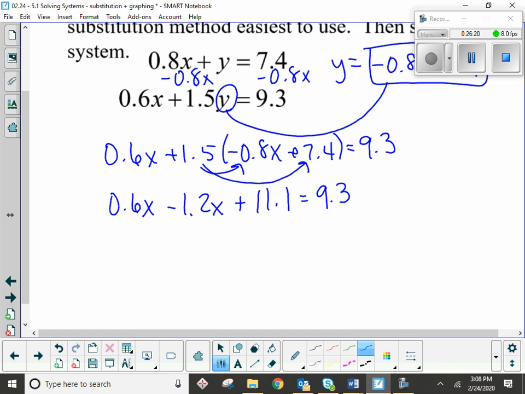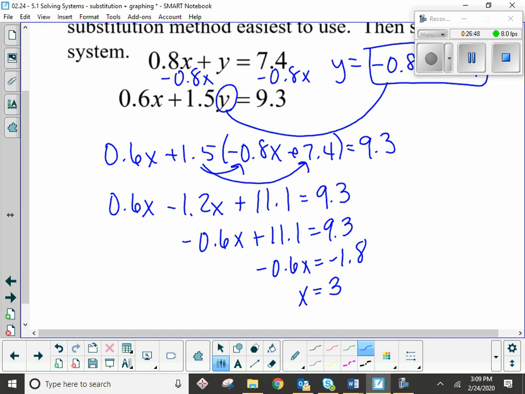And what can you combine on that left-hand side? The x's. So that's negative 0.6x plus. Subtract 11.1 from both sides. Divide by negative 0.6, and you get positive 3. So that's great, right? We got x equals positive 3.